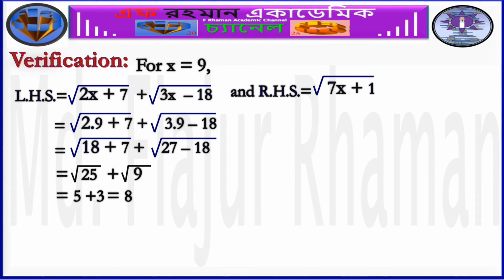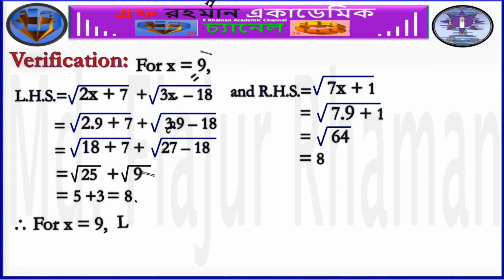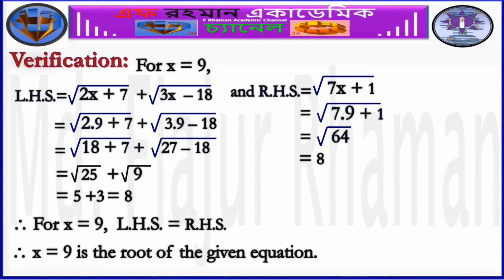8. And right hand side, square root of 7x plus 1 is equal to square root of 7 into 9 plus 1 is equal to square root of 64. 7 into 9 is equal to 63. 63 plus 1 is equal to 64, is equal to 8. Since left hand side and right hand side are each equal to 8, therefore for x is equal to 9, left hand side is equal to right hand side. Therefore x is equal to 9 is the root of the given equation.